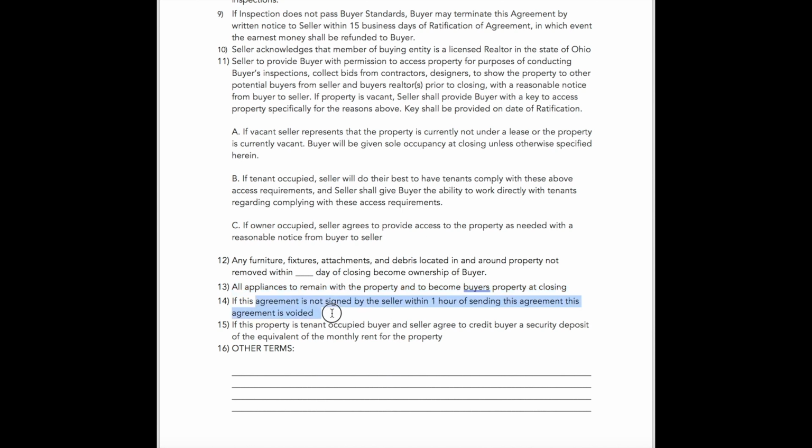If this agreement is not signed by the seller within 1 hour of sending, this agreement is voided. So we do our business all over the phone. We'll email them an agreement, and they have to sign it while we're there on the phone. If not, we can't have hundreds of offers sitting out there, so it voids within an hour, and this can be a negotiation tactic as well.